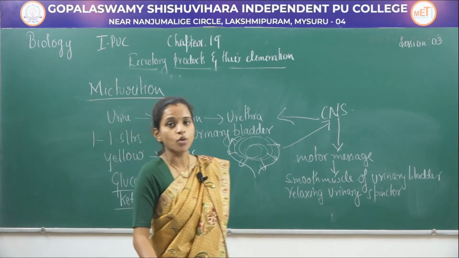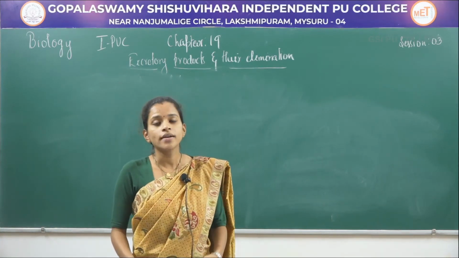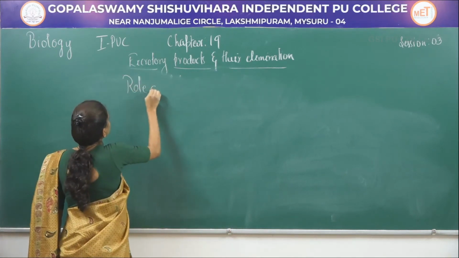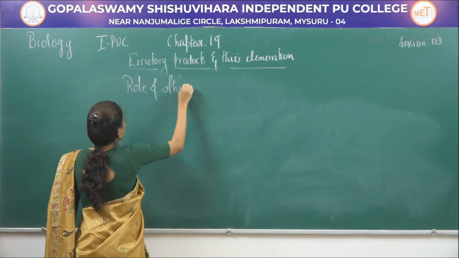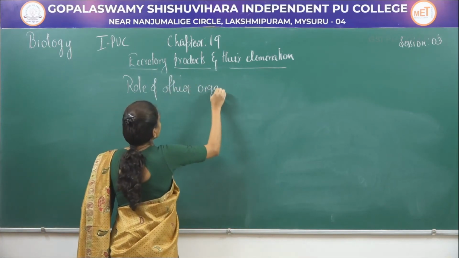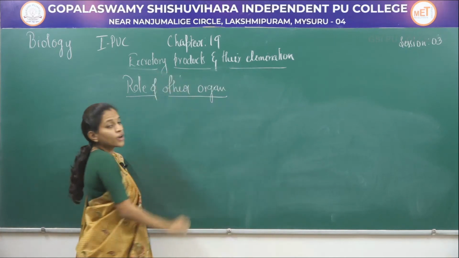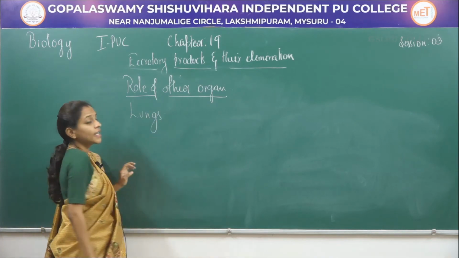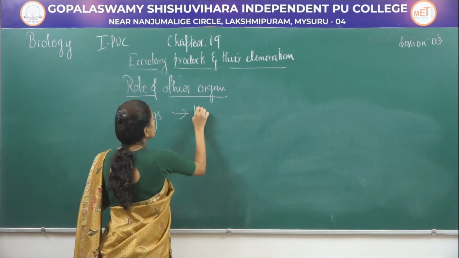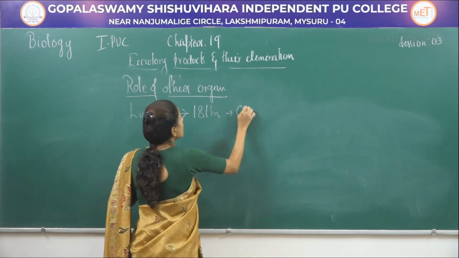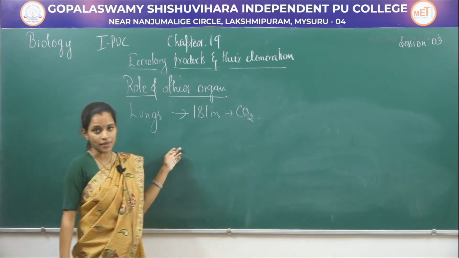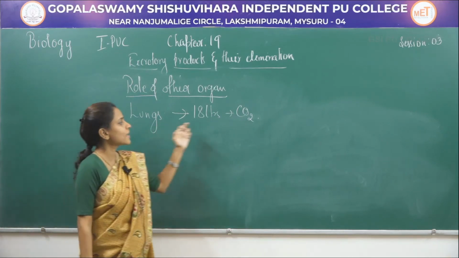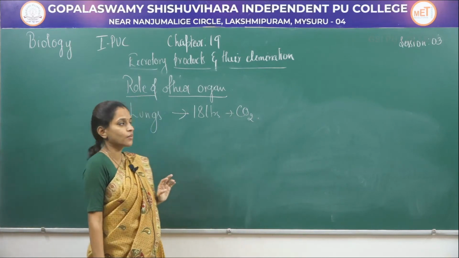Next, we will have to study the role of other organs which are involved in removing the nitrogenous waste from the body. Role of other organs. First among that will be the lungs. Lungs remove about 18 liters of carbon dioxide in a day. During respiration, especially during the expiration process, they release about 18 liters of carbon dioxide outside the body.